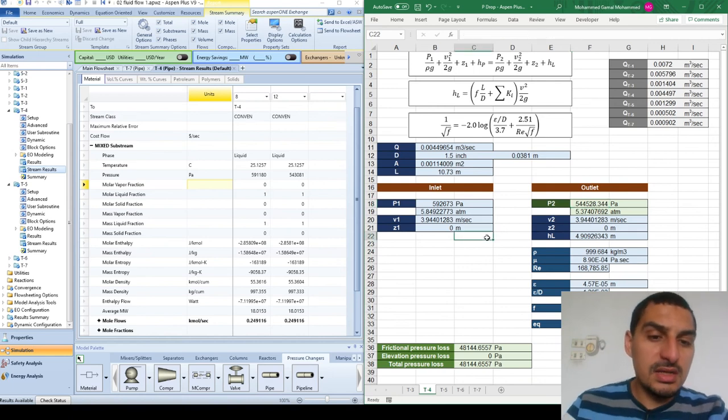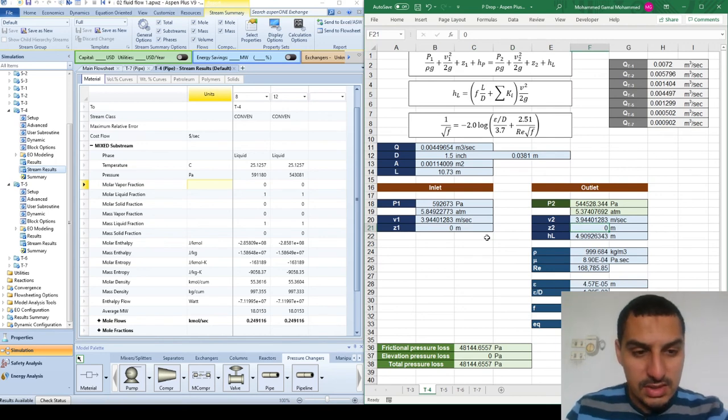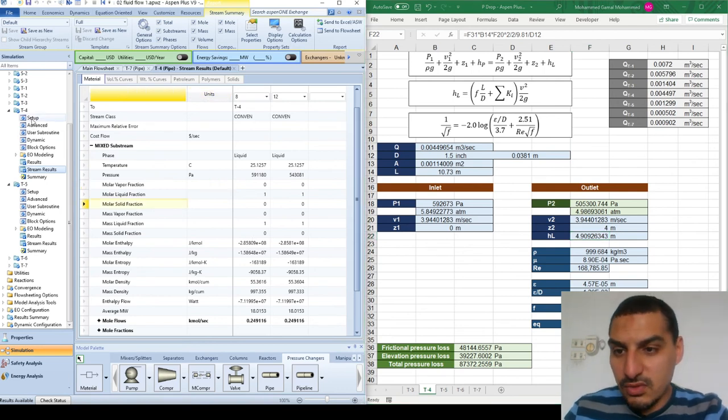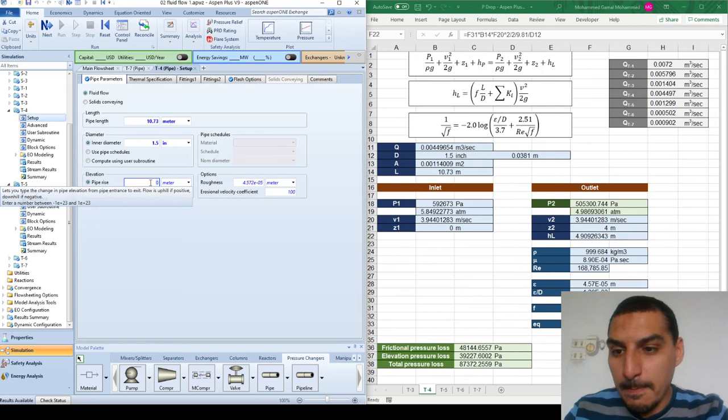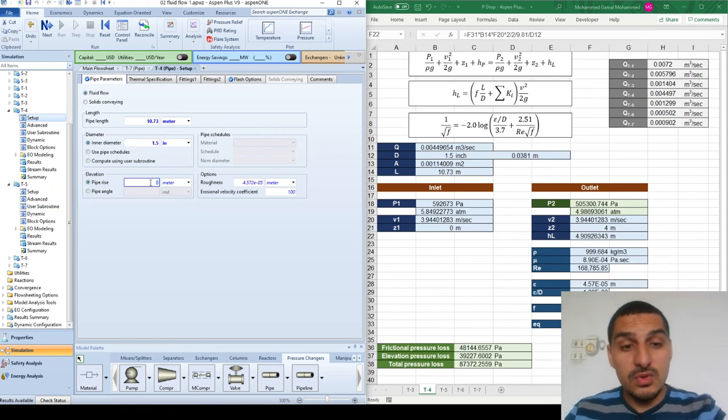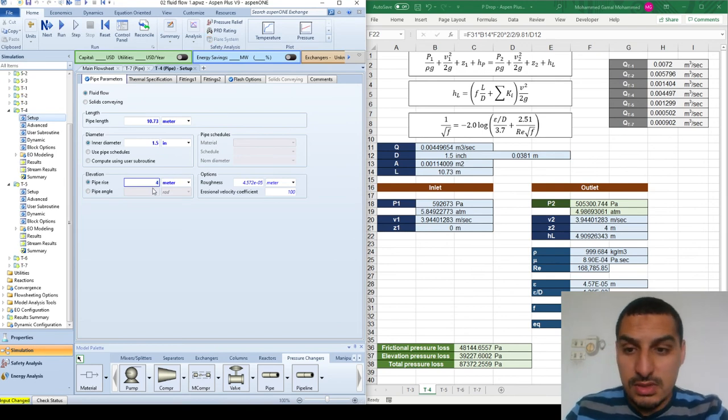One last thing here is if I make some elevation changes. For instance, I put here the right hand side as 4 meters. I'm just trying any number, and here in the setup, I can make the pipe rise 4 meters. Again, it's good to see what we have. It says here to type the change in the pipe elevation from pipe entrance to exit. Flow uphill is positive, which is important. If it's going to a higher elevation, you have to put it as a positive value. So this is 4 meters.